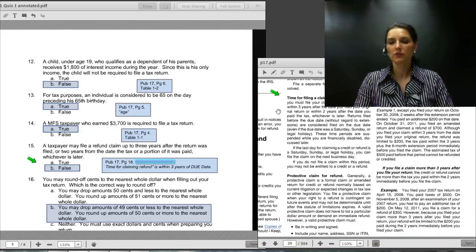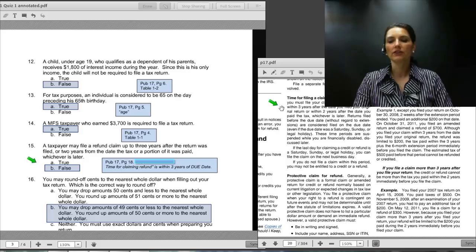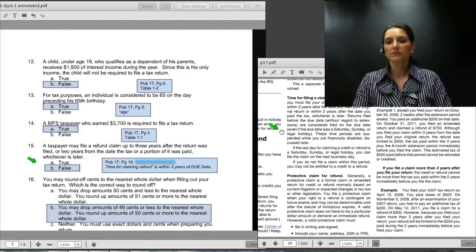The first one is right here, and I'm on page 18. Time for filing a claim for a refund. Generally, you must file your claim for a credit or refund within 3 years after the date you filed your original return or within 2 years after the date you paid the tax, whichever is later. Returns filed before the due date, without regard to extensions, are considered filed on the due date, even if the due date was a Saturday or Sunday or a legal holiday. These time periods are suspended when you are financially disabled, discussed later.